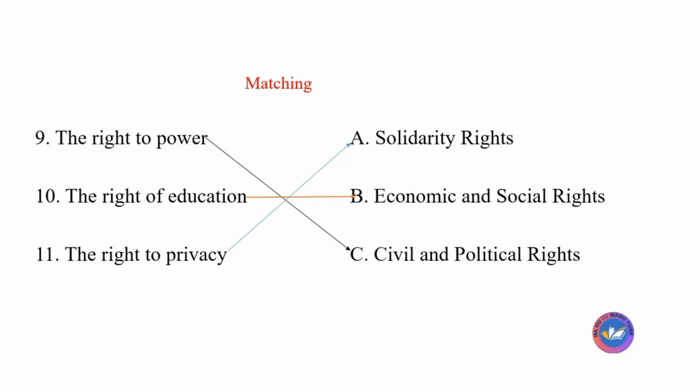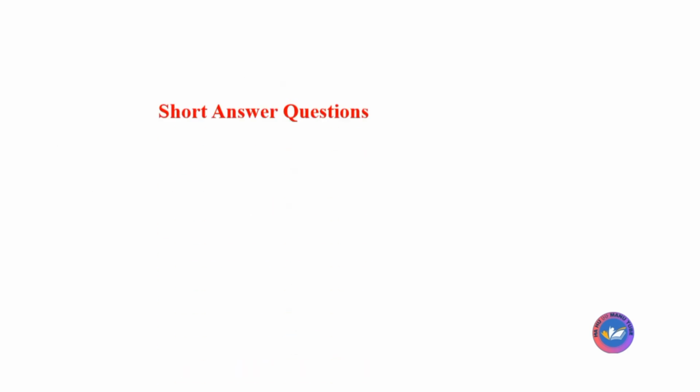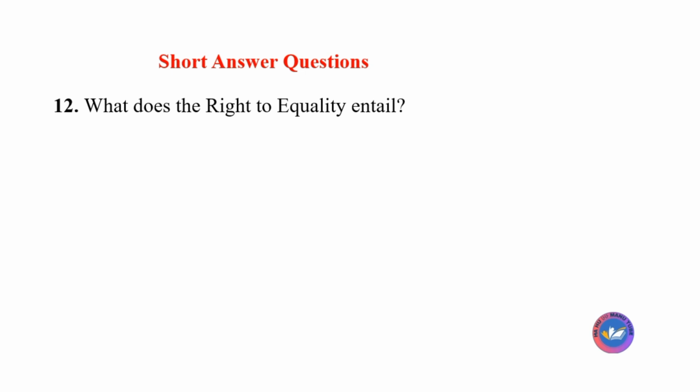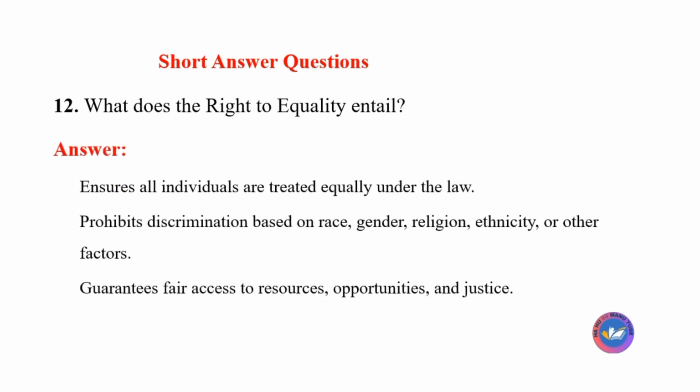Give short answers for the following questions. Question number 12. What does the right to equality entail? The answer is: it ensures all individuals are treated equally under the law, prohibits discrimination based on race, gender, religion, ethnicity, or other factors, and guarantees fair access to resources, opportunities, and justice.